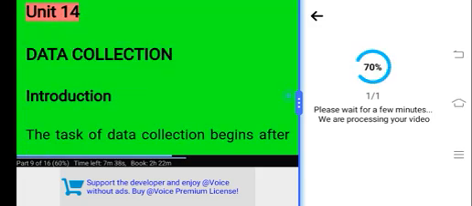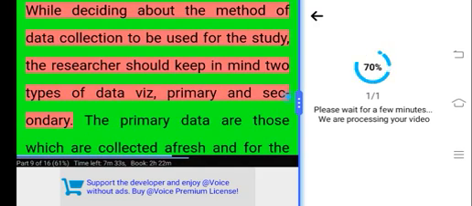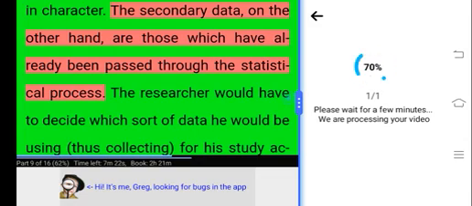Unit 14. Data collection. Introduction. The task of data collection begins after a research problem has been defined and a research design plan chalked out. While deciding about the method of data collection to be used for the study, the researcher should keep in mind two types of data, viz., primary and secondary. Primary data are those which are collected afresh and for the first time, and thus happen to be original in character. The secondary data, on the other hand, are those which have already been passed through the statistical process.